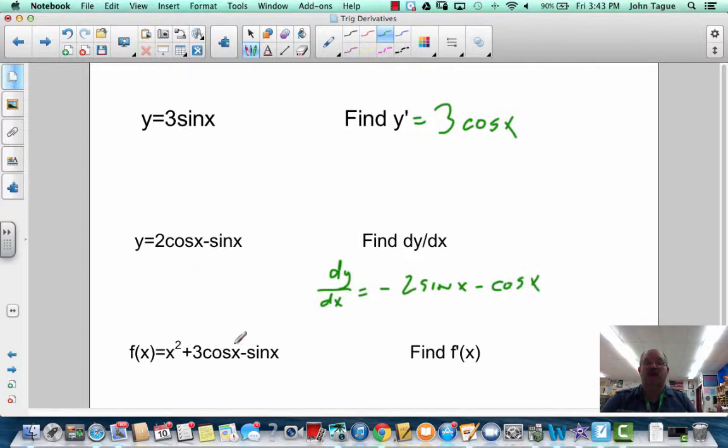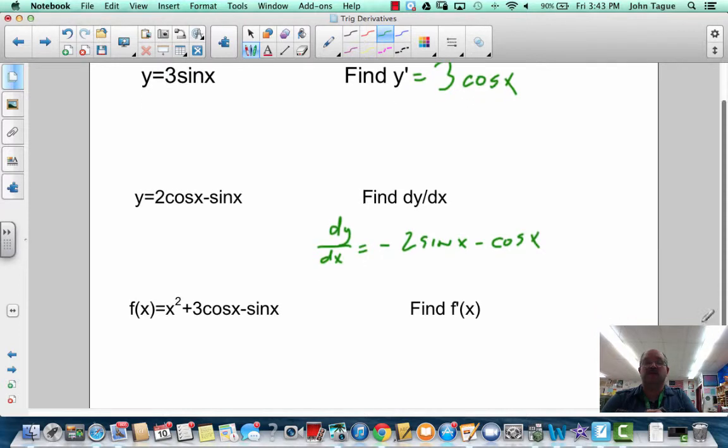Boom, boom. If I tell you that my function is x squared plus 3 cosine x minus sine x, then I want to find f primed. Well, f primed, derivative of x squared is still 2x. That has not changed. The derivative of 3 cosine x is negative 3 sine x, and the derivative of sine x is cosine x, so we've got minus cosine x because of the negative sign. So it's just another rule, 2 more rules actually. So we've got the power rule, the product rule, the quotient rule, and now we have the rule for derivative of sine and cosine. What more could there be?